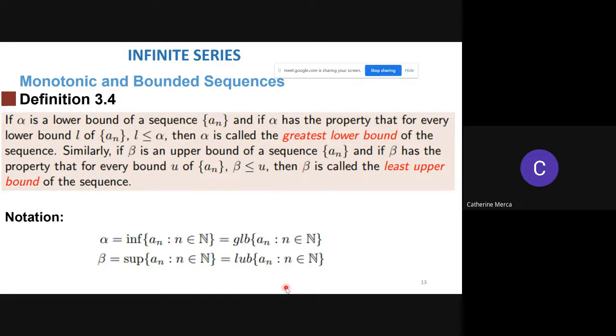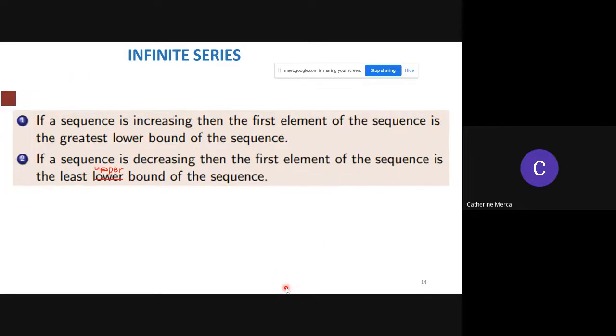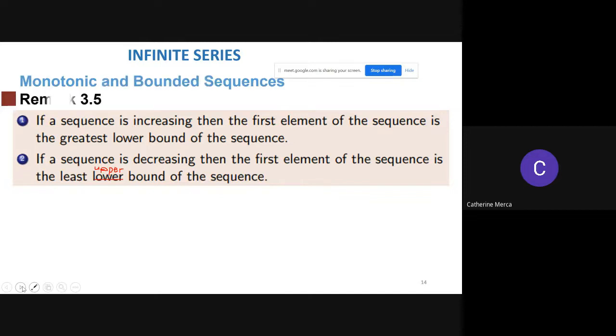Okay. So, let's go here. I have actually here, this is a remark. If a sequence is increasing, then the first element of the sequence is the greatest lower bound of the sequence. What does it mean?